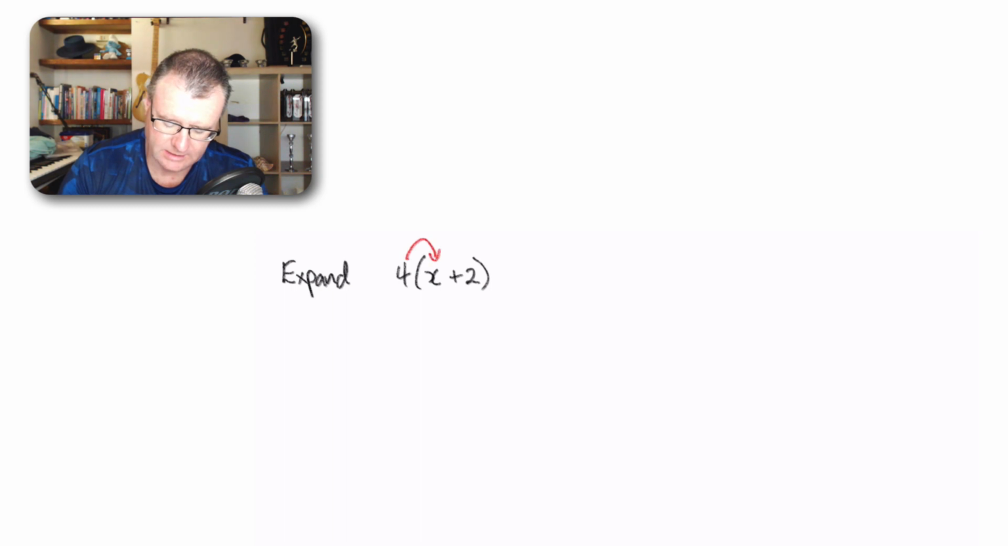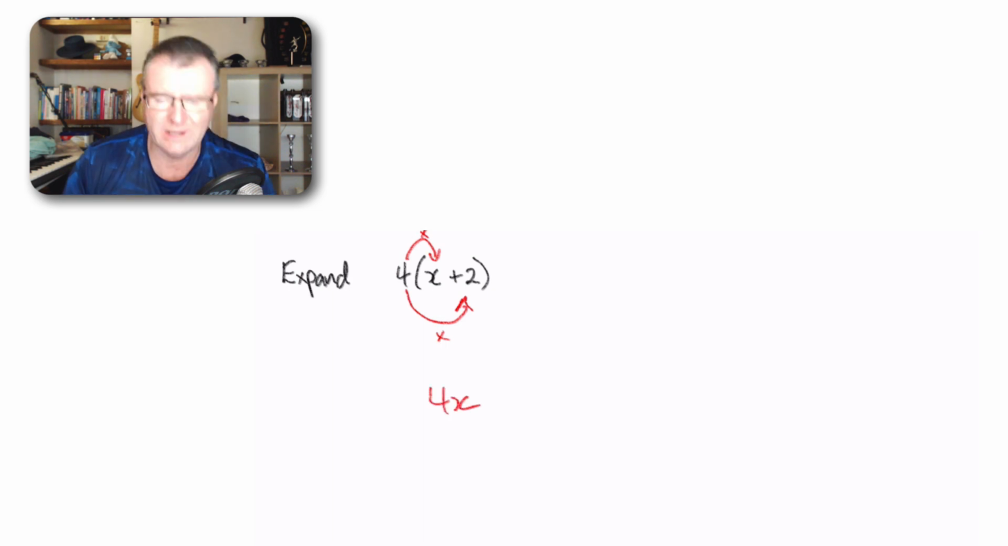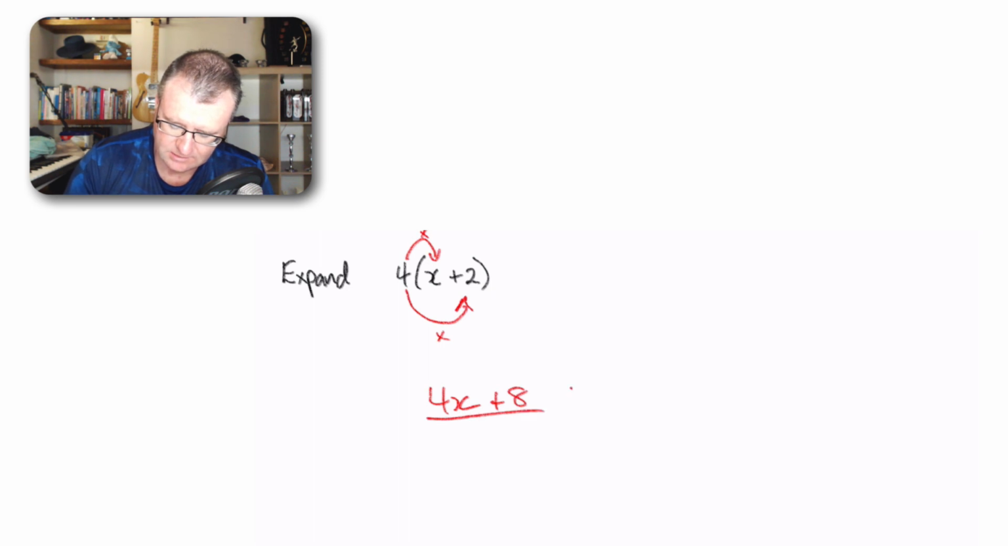This question is just a basic expansion question where we use the distributive law, and that means I multiply the number outside the brackets, or whatever's outside the brackets, by each of the terms inside the brackets. So I'll do two multiplications in this case, 4 times x and 4 times positive 2. So 4 times x gives me 4x, 4 times plus 2 gives me a plus 8. That's it.